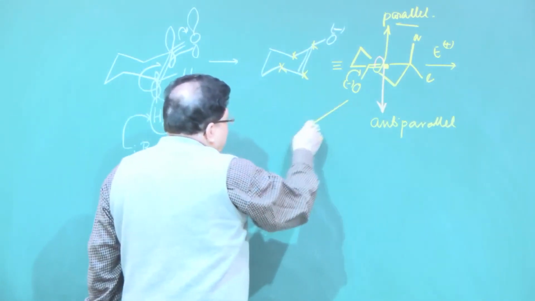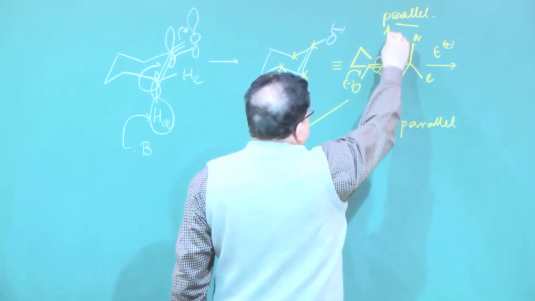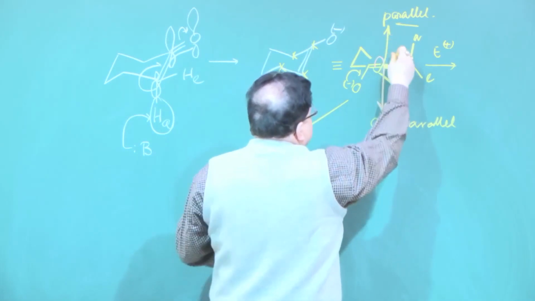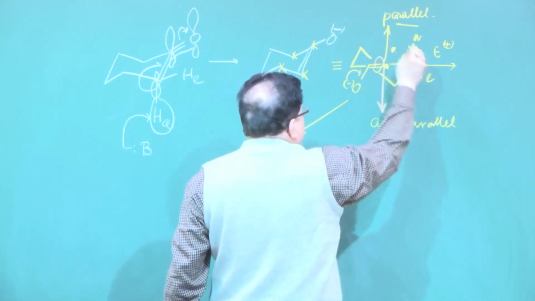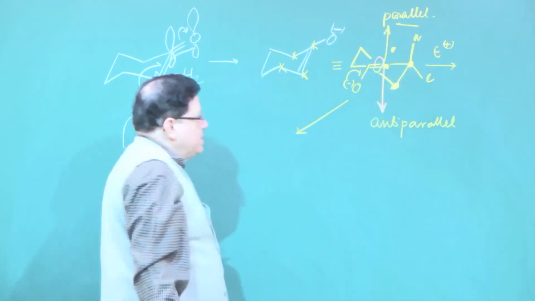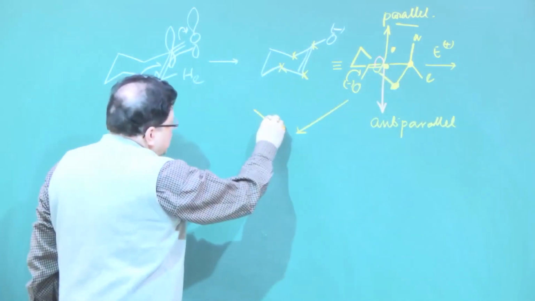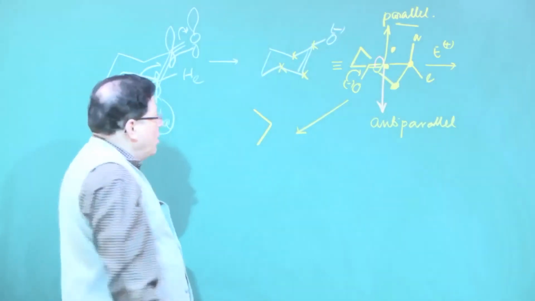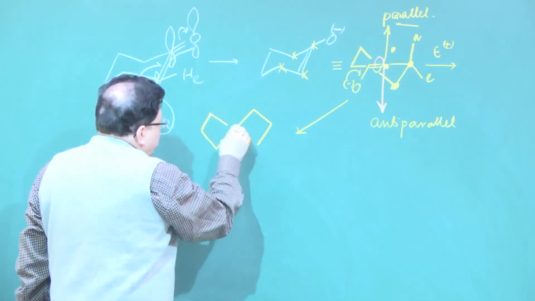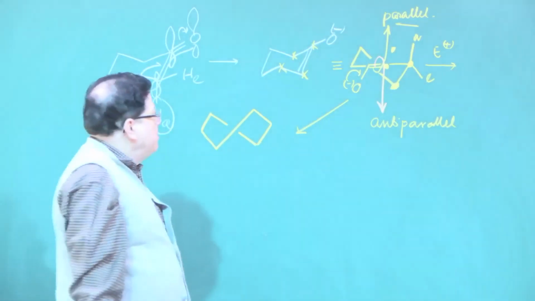What happens in parallel attack: as this carbon takes up the electrophile, this carbon goes up. So you have a scenario where there is a carbon here, a carbon already there, and a carbon at this position. These are prefixed, only that one will go up. That takes up a geometry like this, and if you complete the cyclohexane product, it looks like this. This is what is called a twist boat conformation.